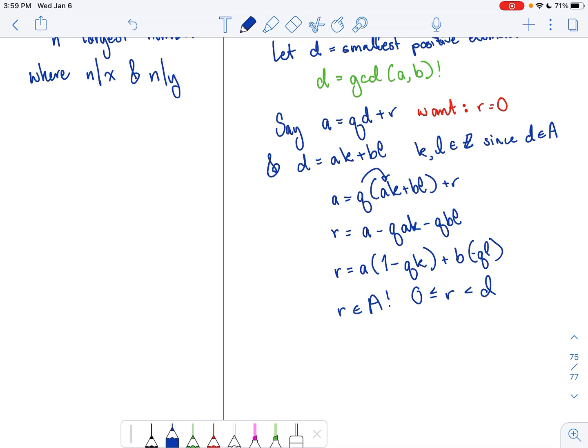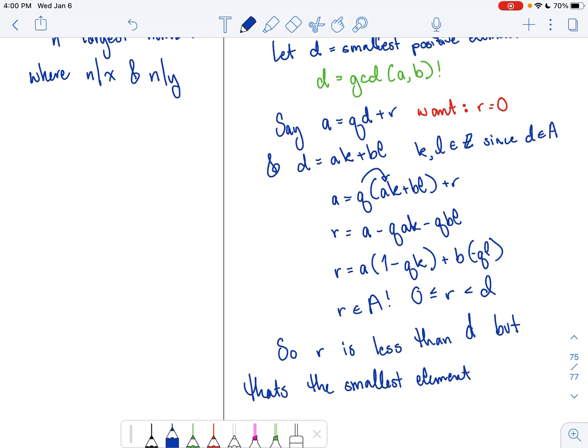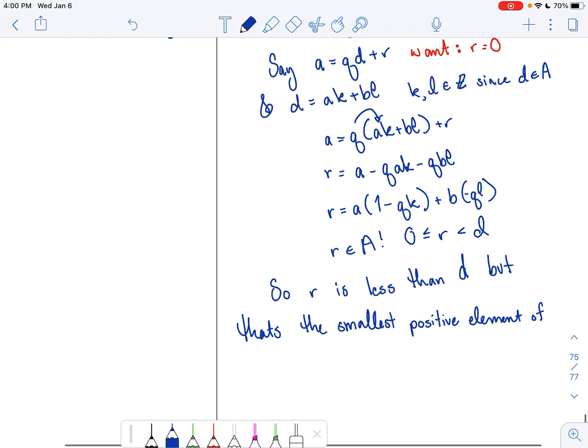And since D is the least positive integer, R is less than D, but that's the smallest element. Oh, sorry, not smallest element, but smallest positive element of A. So therefore, R must equal 0.